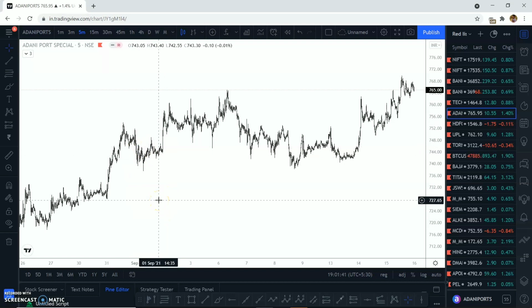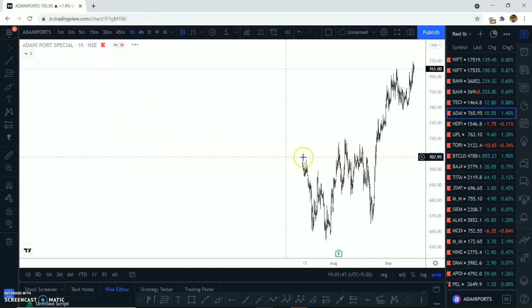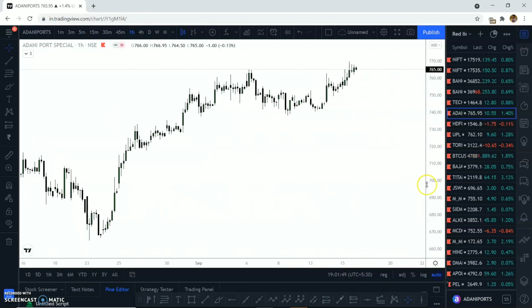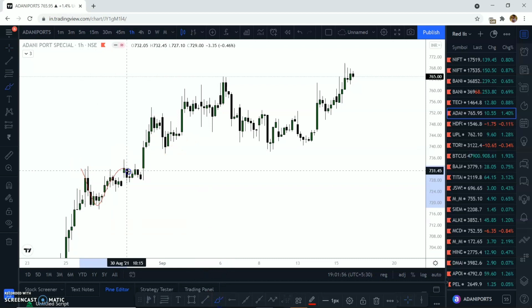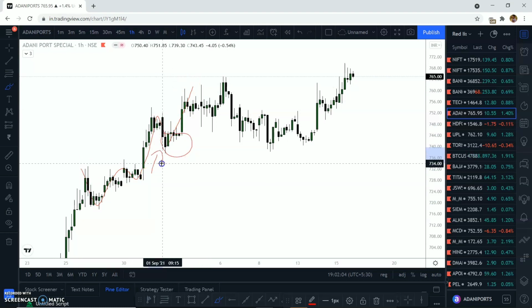All right, so I'll take up the example that we took in the first chart itself. If you remember, this was Adani Ports, and somewhere here we were very bullish, right? The prices come here and create a new high. When it creates a new high, this is the area where we have to look for our order block.